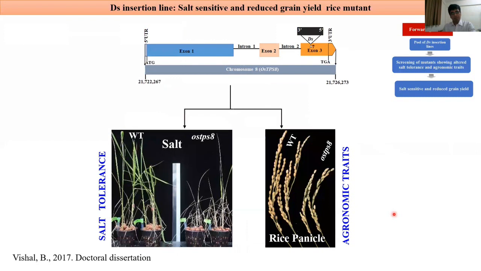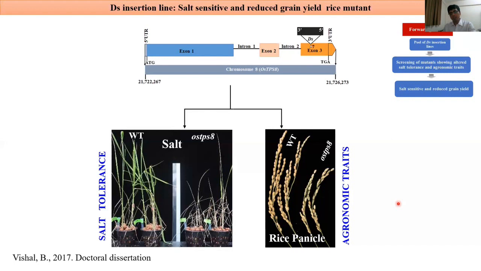So this is the first result. This is showing the insertion in the gene. You could see the insertion of the DS in this insertion line is in the third exon, and that makes this line a knockout for OsTPS8. The disruption led to two contrasting phenotypes. One is altered salt tolerance. You could see upon the salt treatment, the left is wild type and the right one is the OsTPS8 mutant. You could see that the mutant is salt sensitive compared to wild type.